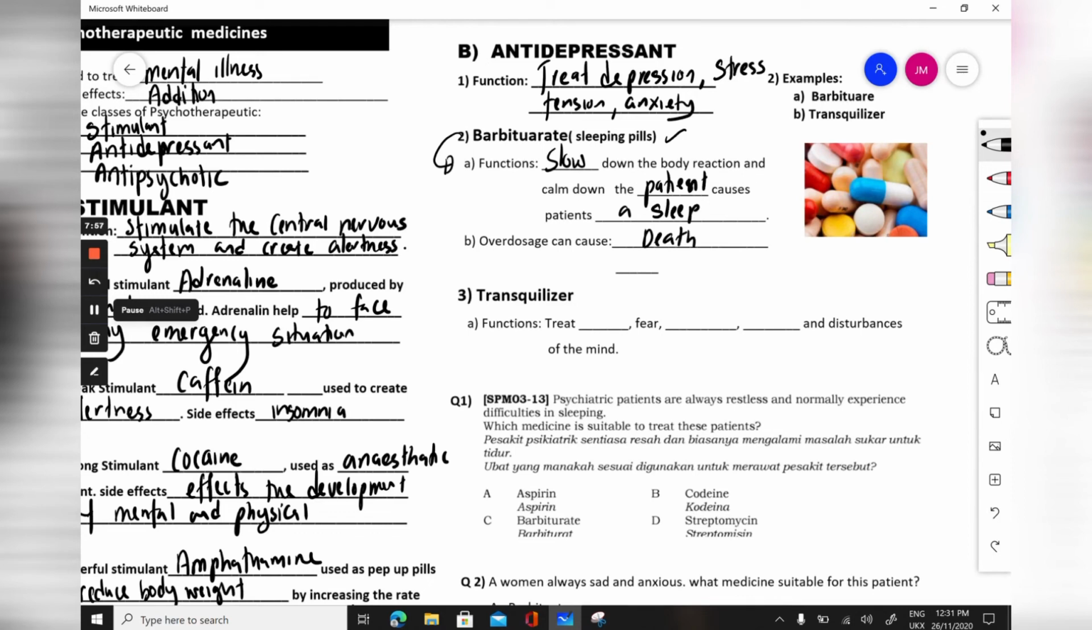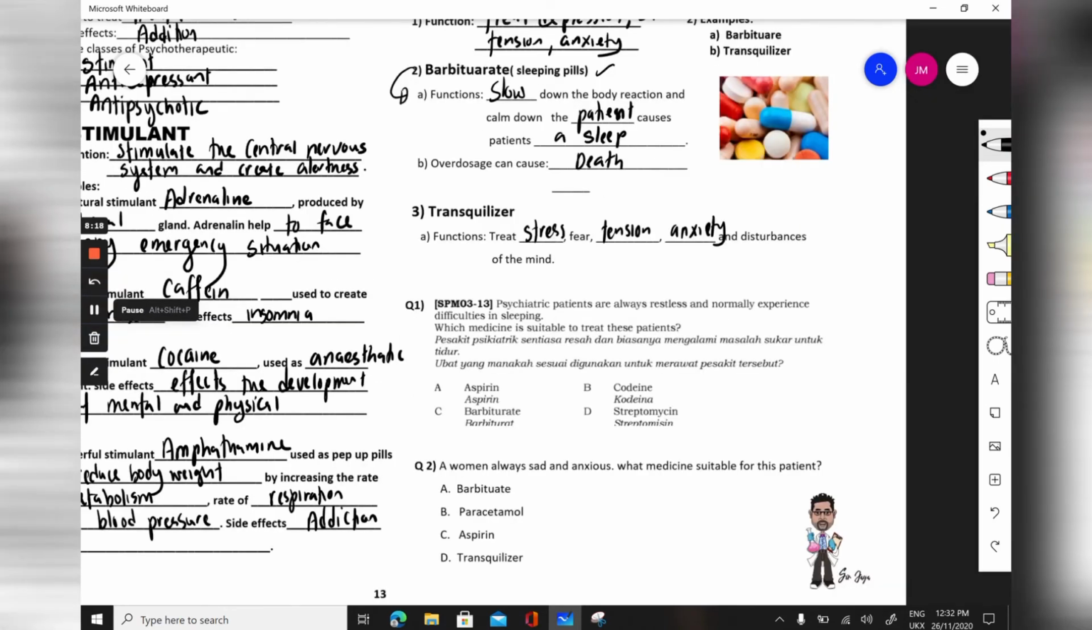And the second example of antidepressant is known as tranquilizer. This tranquilizer is used to treat stress, fear, tension, anxiety, and disturbance of mind. We try to check question number 1.